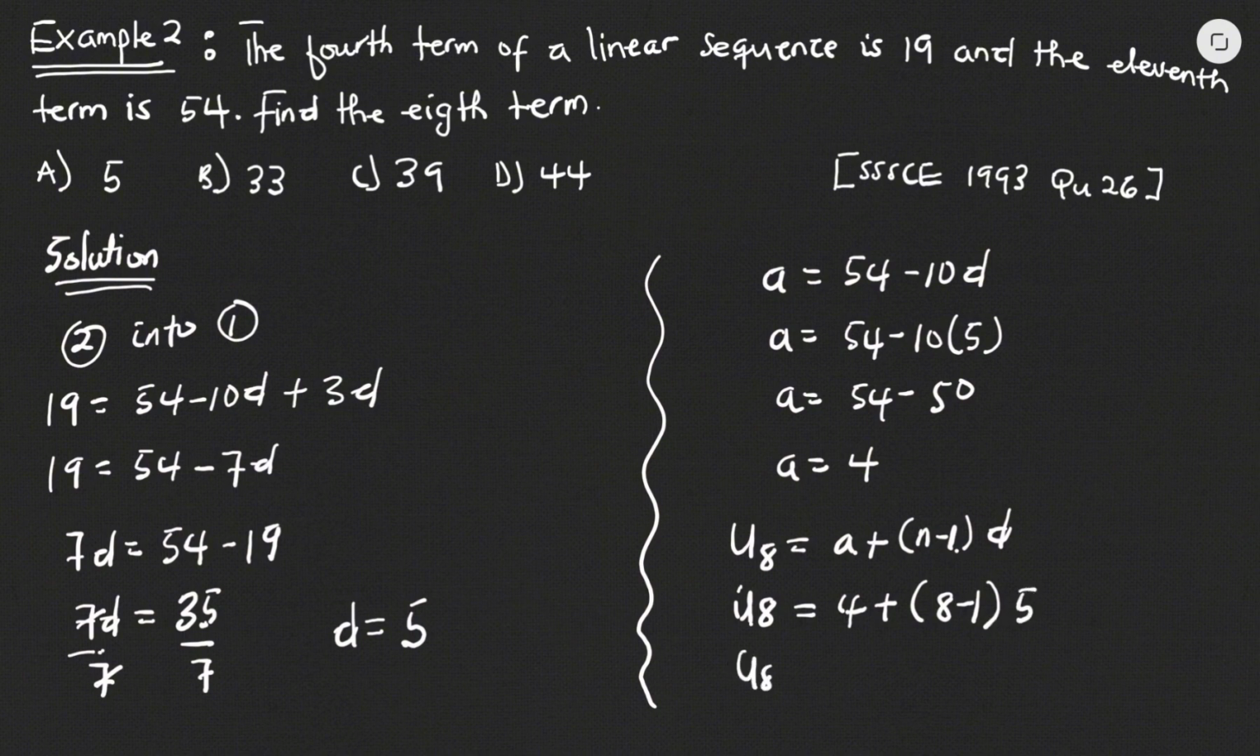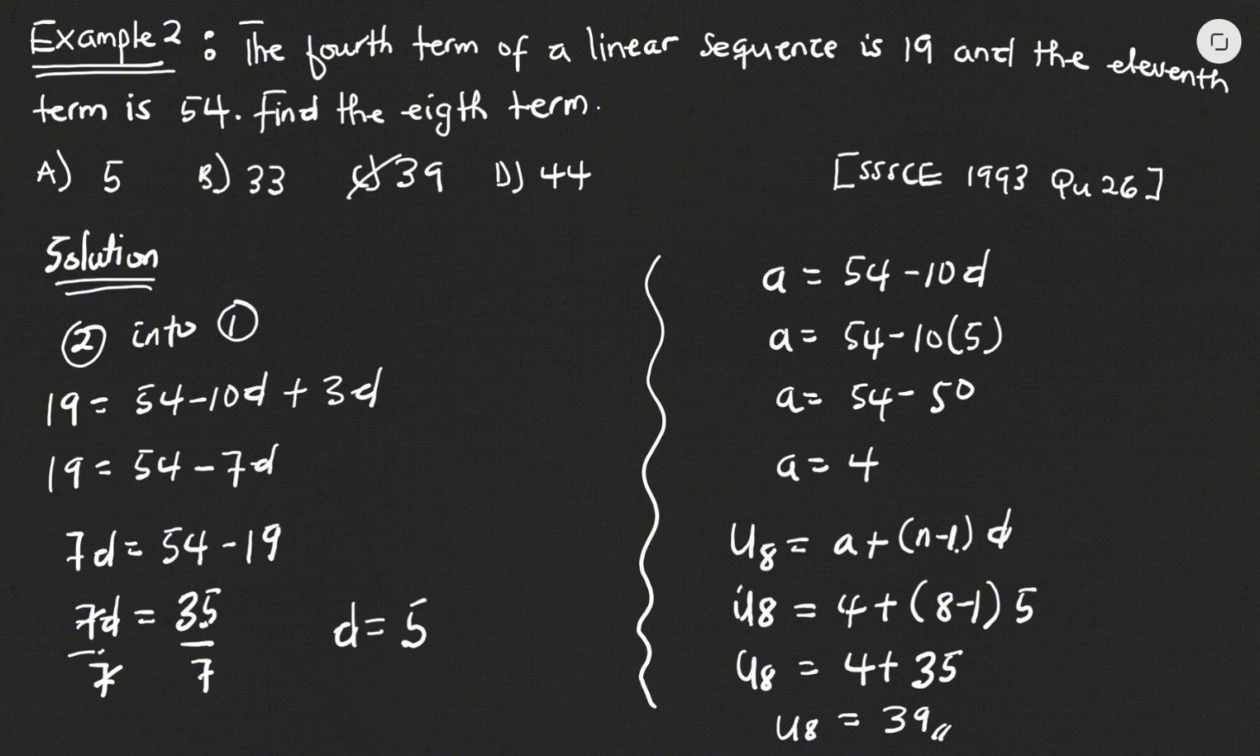So u8 will be equal to 4 plus 8 minus 1 is 7, and then 7 multiplied by 5 will give me 35. So I have 35 here. So my 8th term will be 4 plus 35, and that will give me 39 as my answer. So the correct option for this example is option C, and that is equal to 39.